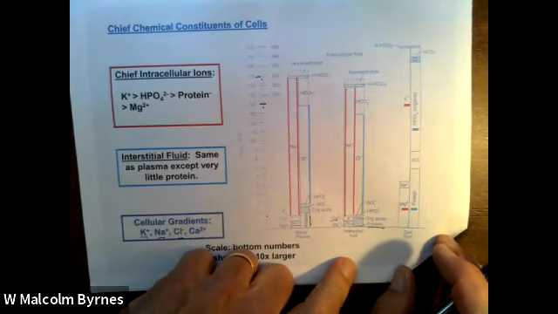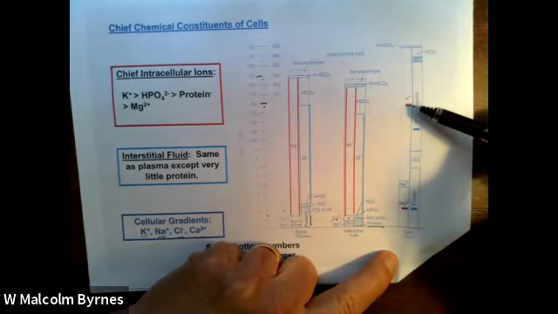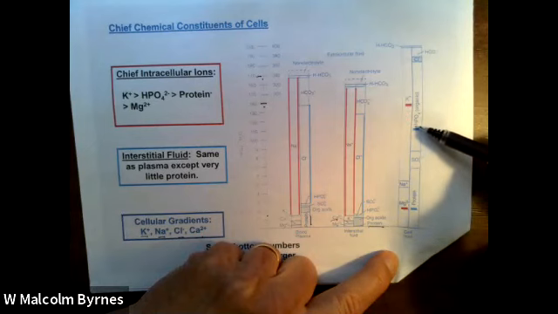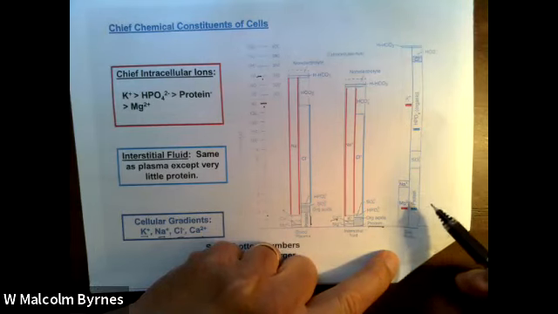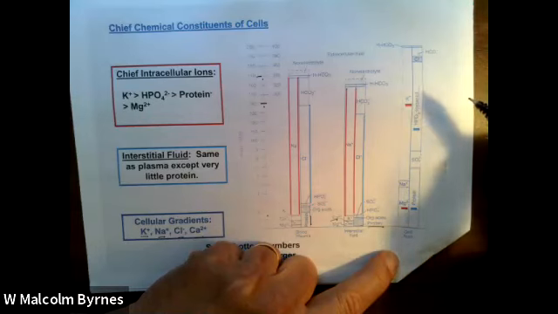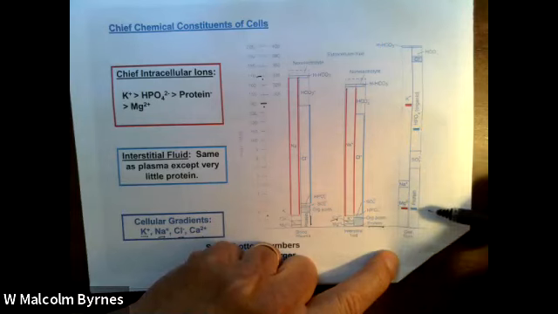And there's some things you can notice. For example, inside of cells, we have high levels of potassium, magnesium, phosphate, and this is monohydrogen phosphate shown here, which is one of the species that exists around pH 7.4, and then quite a few, and protein. So the cations are mainly potassium and magnesium inside cells, and the anions are phosphate and protein.